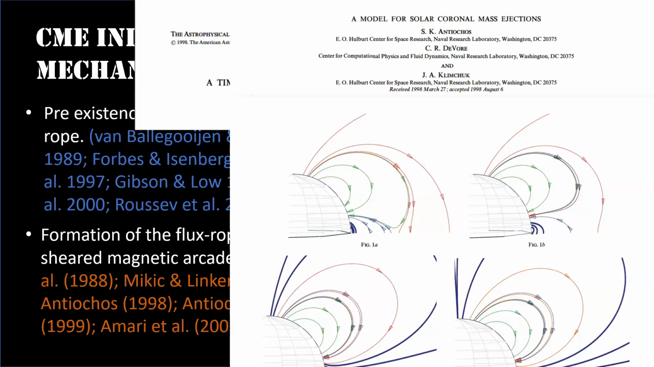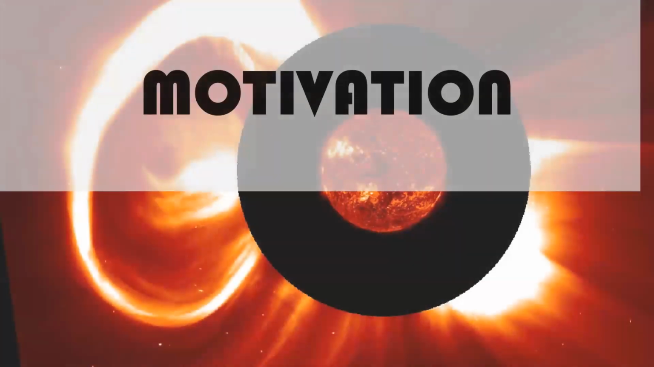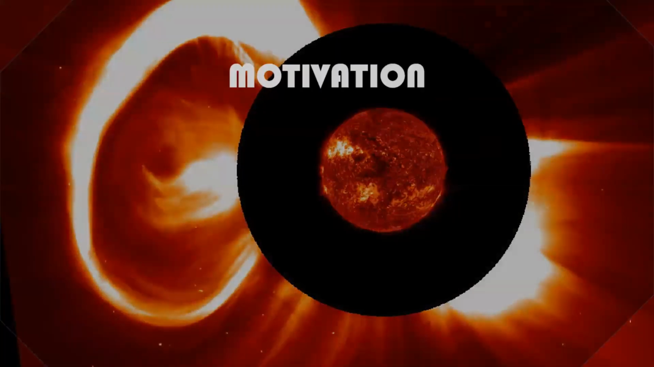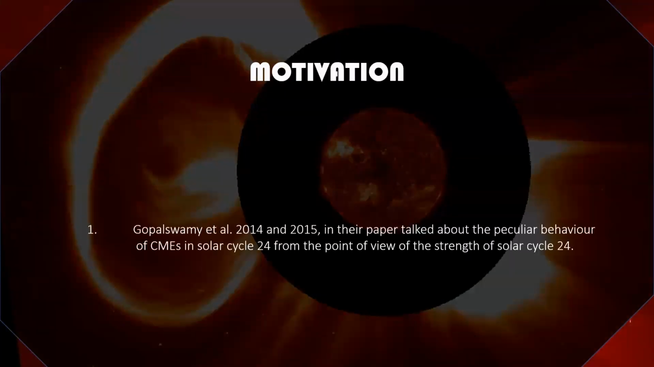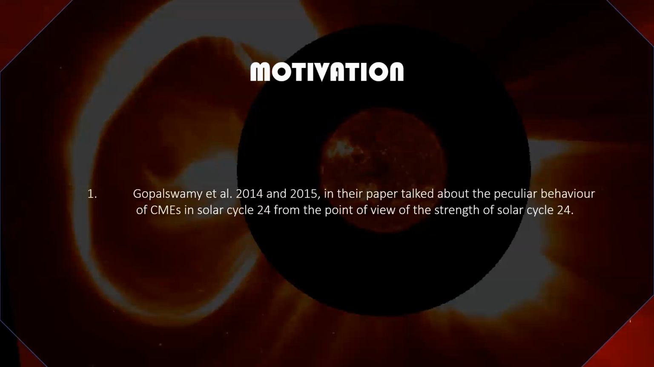scenario. The motivation is that in the last cycle, cycle 24, we saw it is a relatively weak cycle. So we want to study how this global background magnetic field affects CME eruption. So for that we change, in our simulation, I'll be talking about it in detail, we play around with the background magnetic field strength, and we see how it affects our CME eruption.